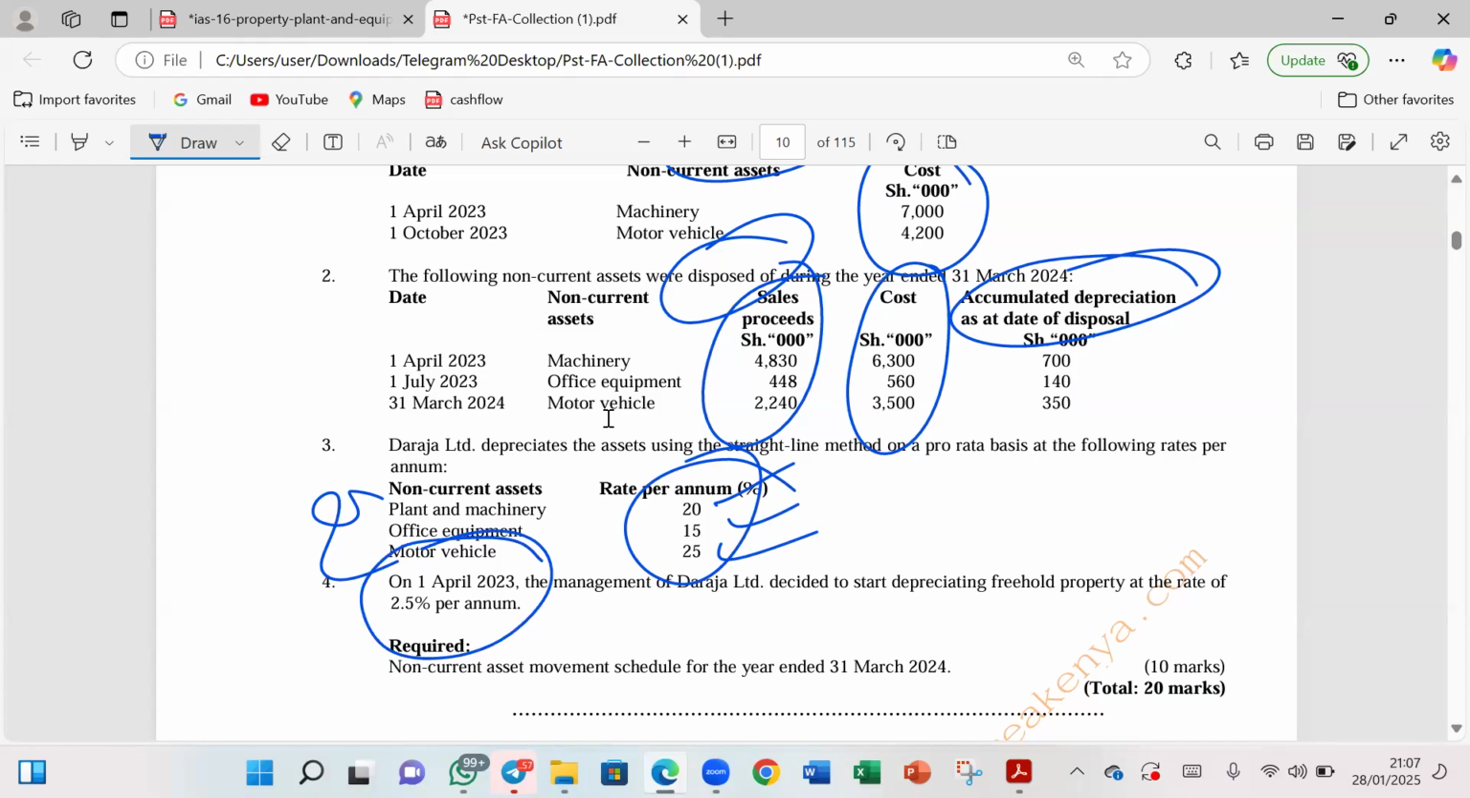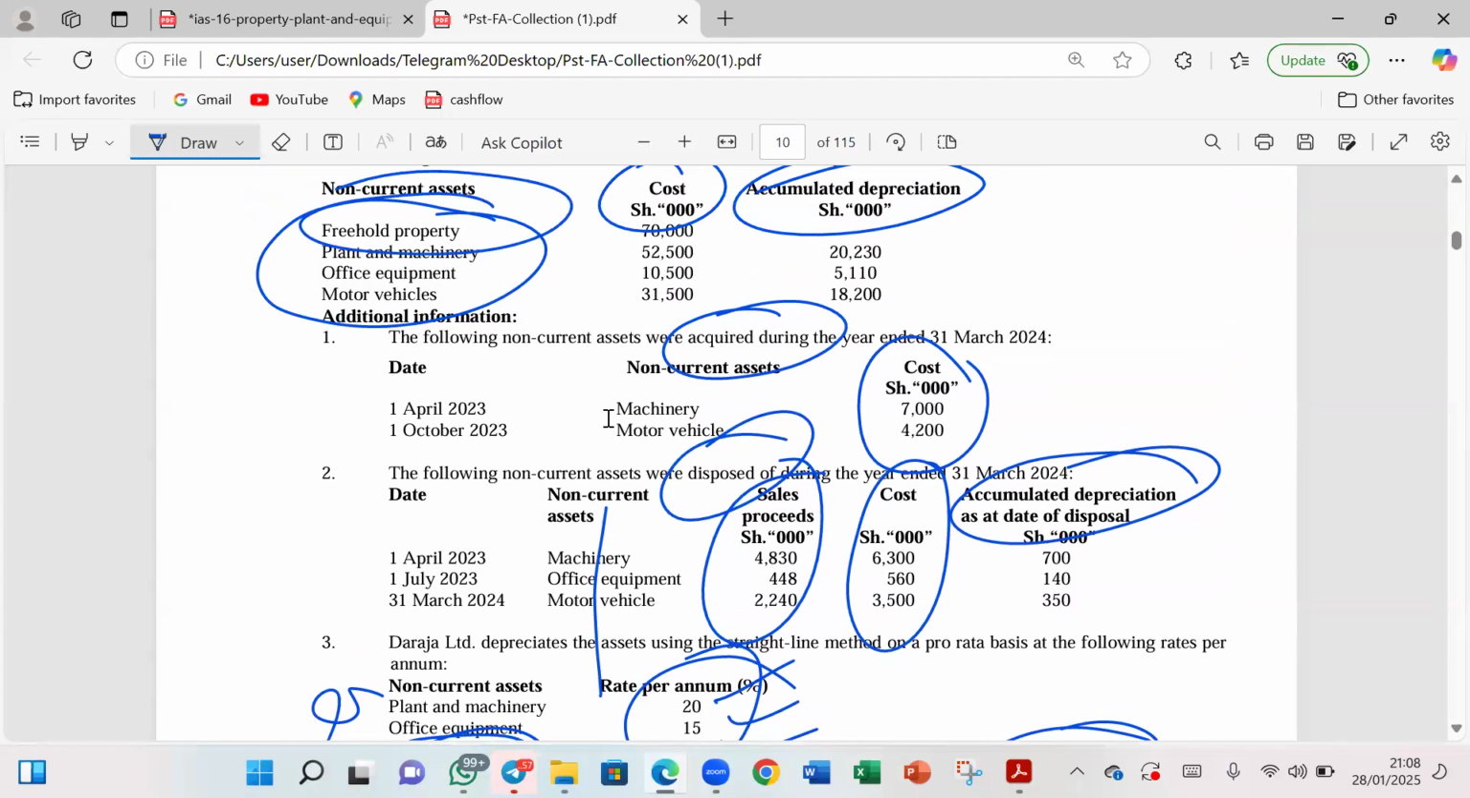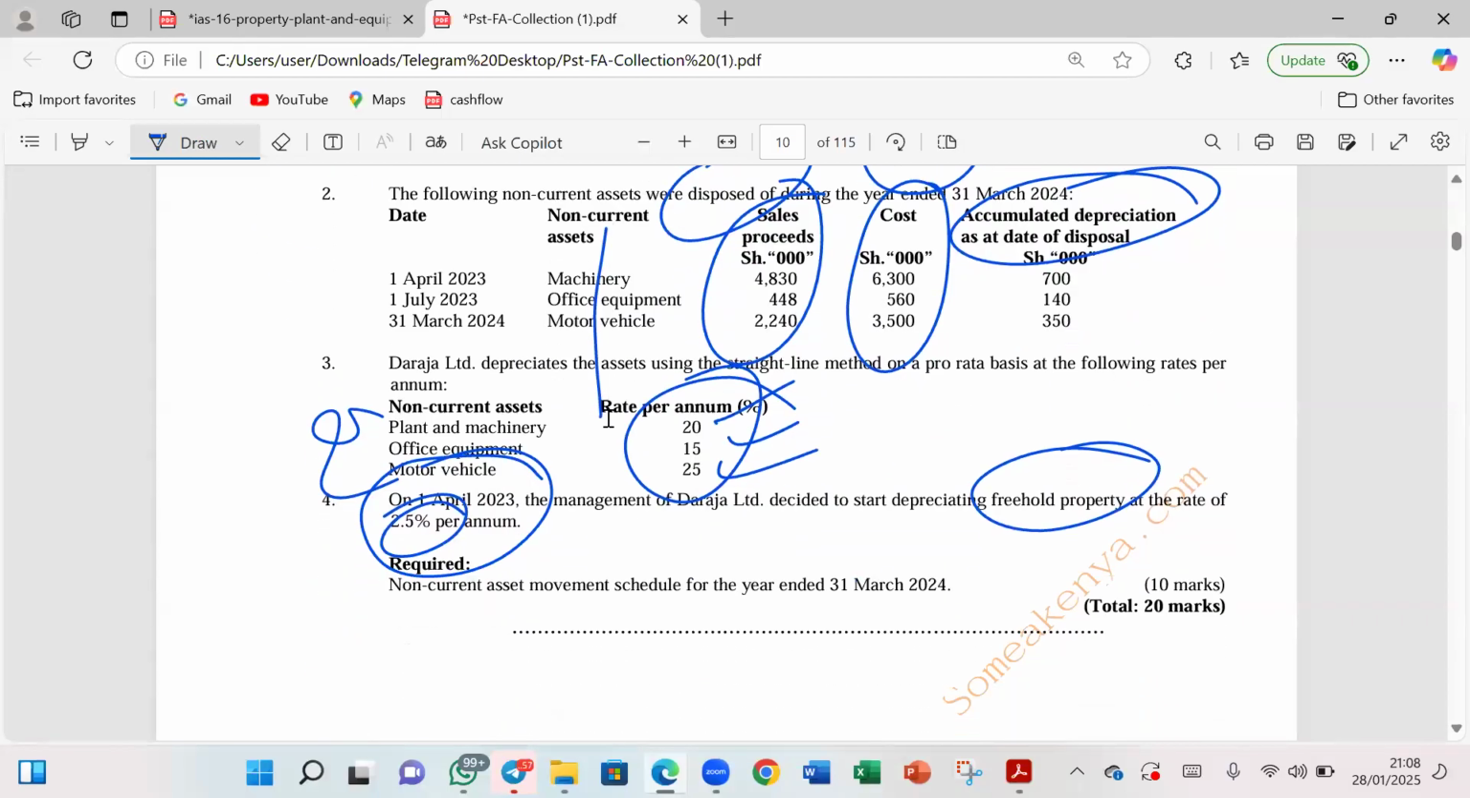Then there was a change in accounting policy on 1st August 2023. So on information number 4, on 1st August 2023, the management of Daraja decided to start depreciating freehold property at a rate of 2.5%. Remember initially, property, plant, freehold was not depreciated. So the depreciation amount was 0. But from 1st April, now they decide to charge depreciation of 2.5%. Required: non-current asset movement schedule for the year ended 1st March 2024.